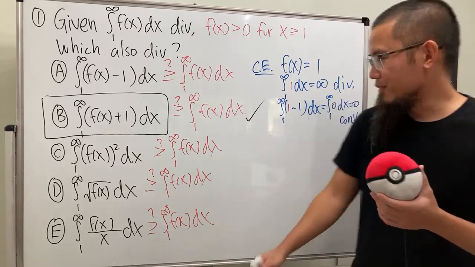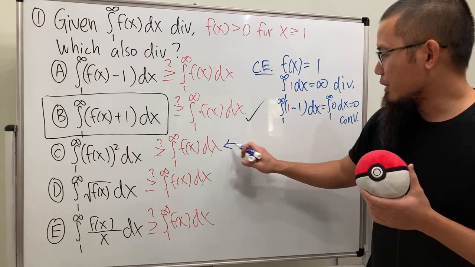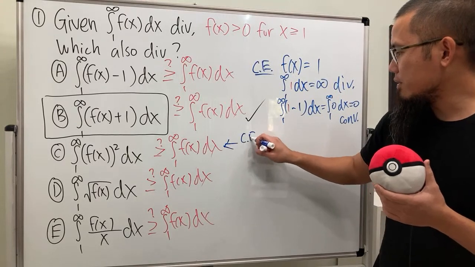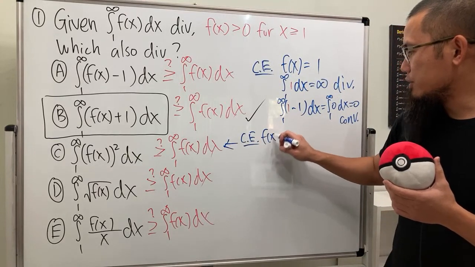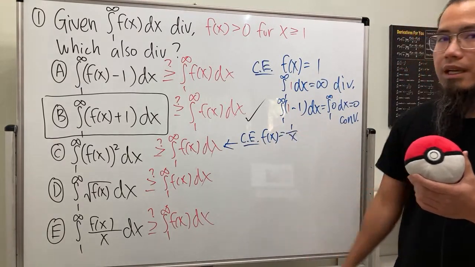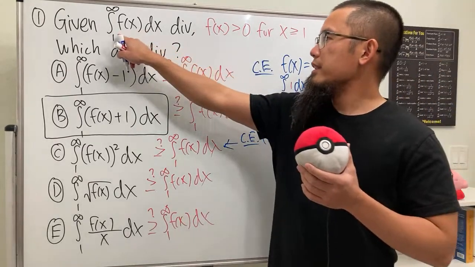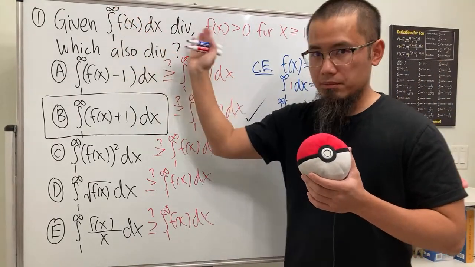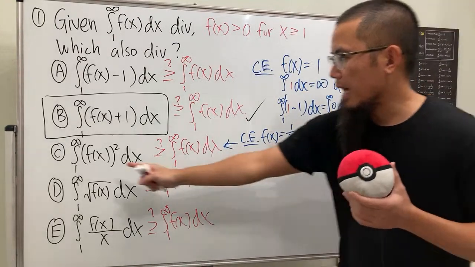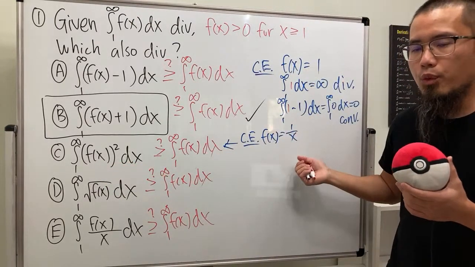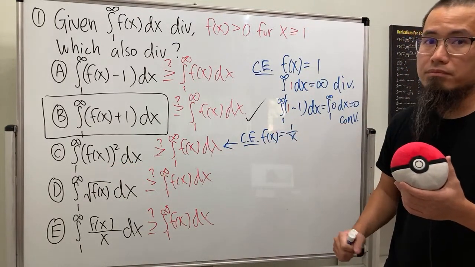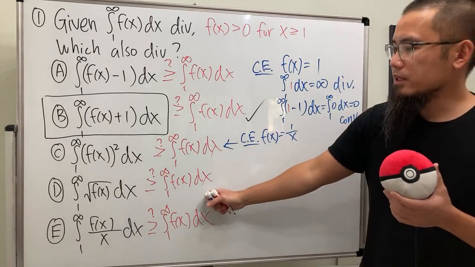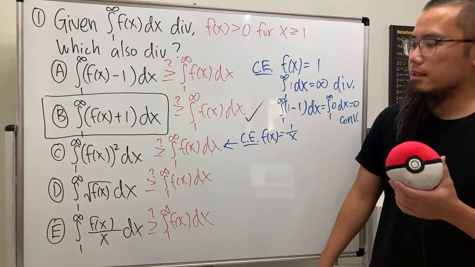1 over x, perfect. So a counter example for this right here, let me just write this down. F of x, you can just take it to be 1 over x. Well, the integral going from 1 to infinity of 1 over x diverges. And if you square that, it becomes 1 over x squared. That one actually converges. Yeah. How about D?